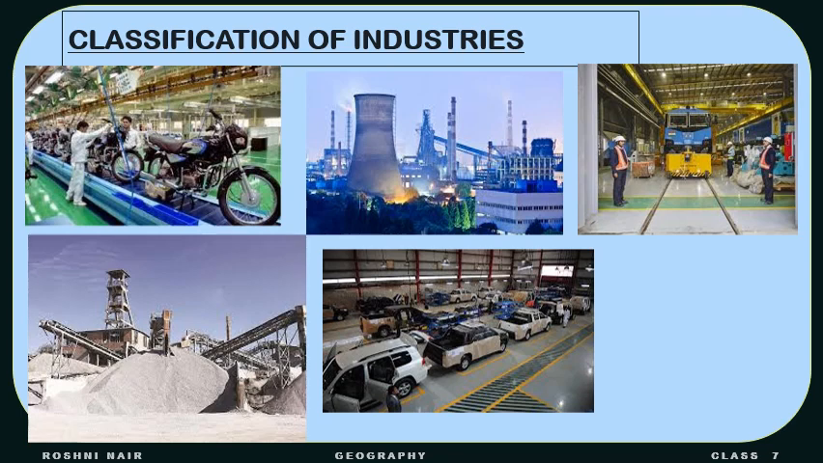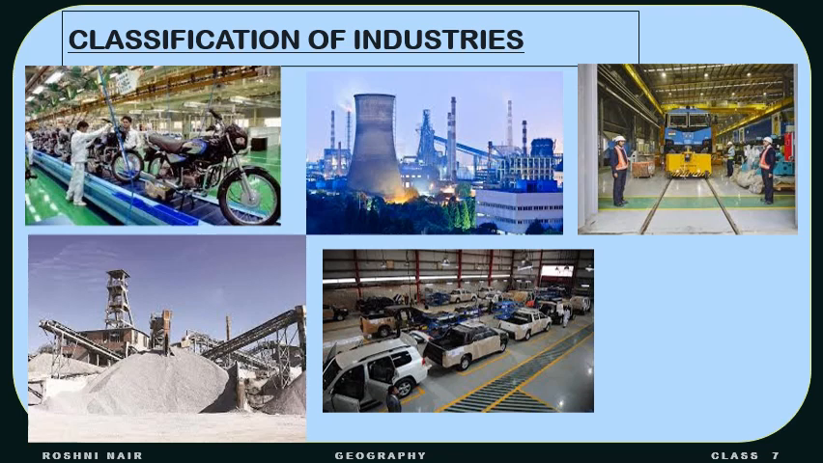Agro-based industries generally use plant and animal-based products as their raw material. Food processing, vegetable oil, cotton textiles, dairy products, and leather industries are examples of agro-based industries.